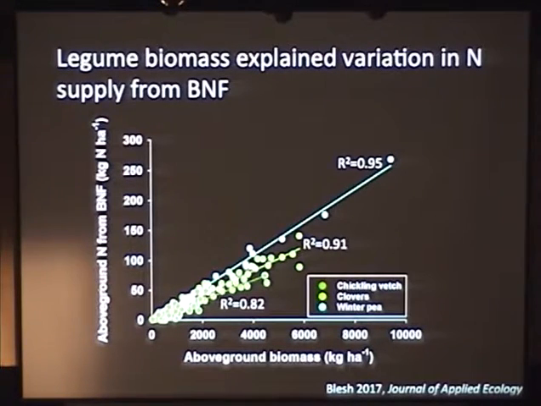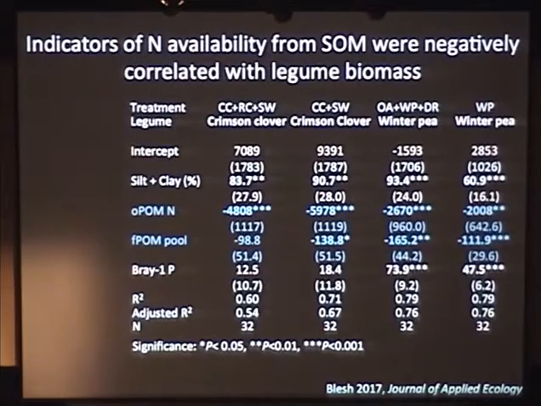So what explains this large variability in biomass across the farms? We used linear regression to model legume biomass within all of those treatments as a function of soil properties. And I'll just show some of these data here. So first, the pea biomass correlated positively with plant-available phosphorus, as one might expect. But we found that both clover and winter pea were negatively correlated with two indicators of nitrogen availability from soil organic matter.